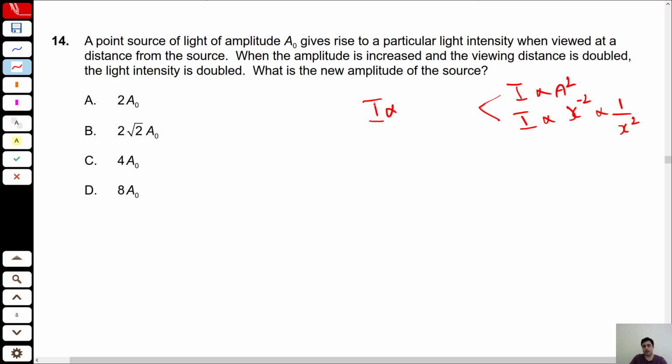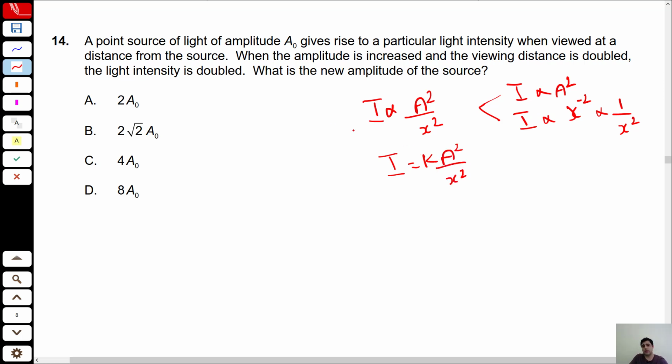We can say intensity is directly proportional to the square root of amplitude, but inversely proportional to the square root of distance from the source. So this is also true. All right. So if this is true, we can just ignore the proportionality sign and replace it with some constant k. We always replace proportionality with some constant k.